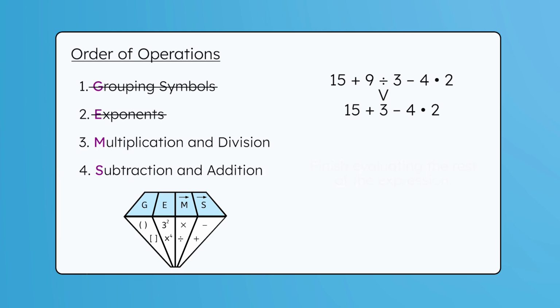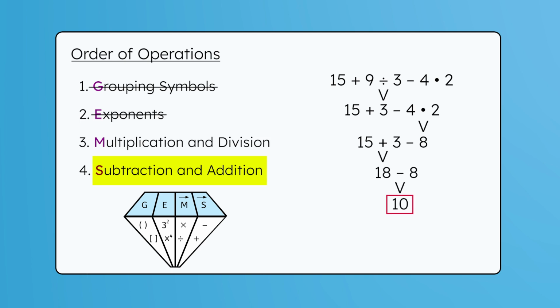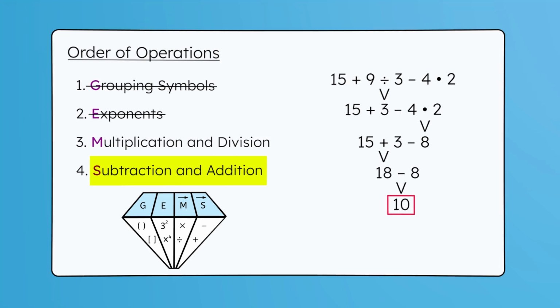What did you do next? Since there was still multiplication, we needed to multiply 4 times 2. Then, there's only addition and subtraction remaining. Since they're on the same level, we simplify from left to right. 15 plus 3 equals 18, and 18 minus 8 equals 10. Nice job! Your challenge still awaits.